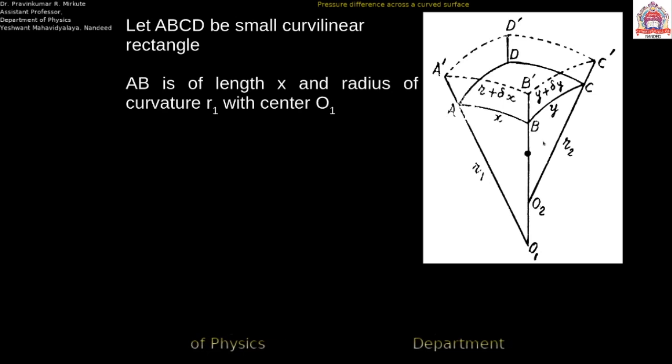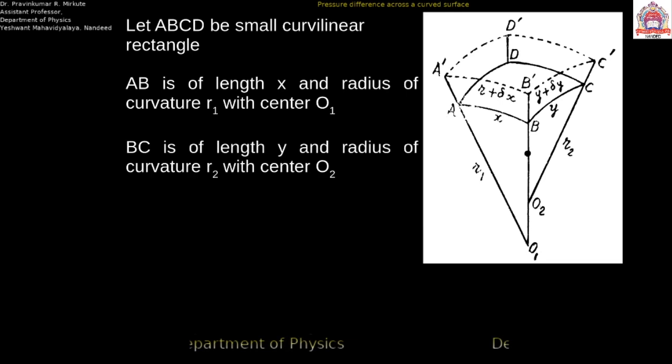Let ABCD be a small curvilinear rectangle of the curved liquid surface. Its side AB has the length x and the radius of curvature r1 with the center O1, and the side BC is of the length y and the radius of curvature r2 with the center at O2.